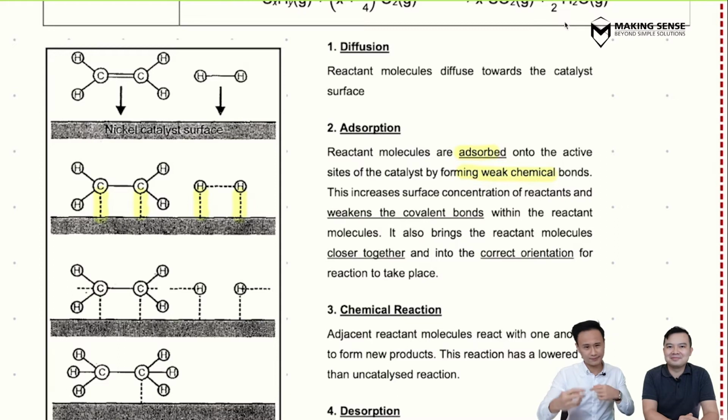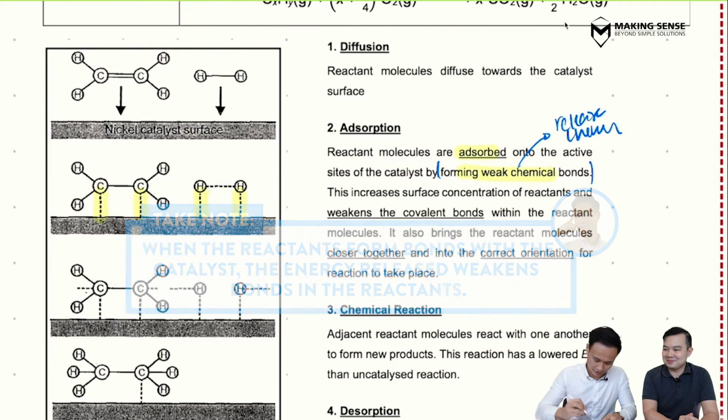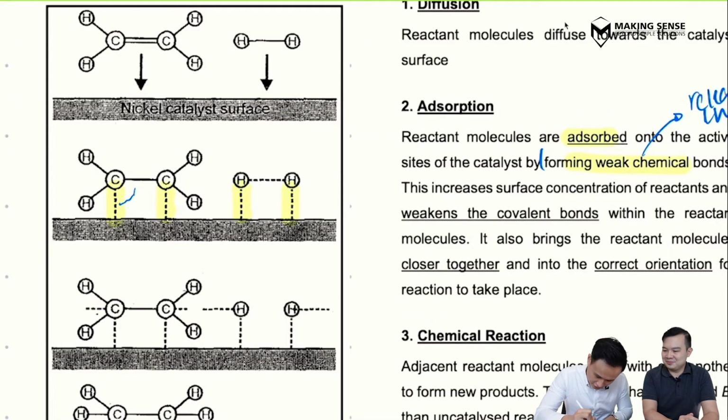Now, Mr. Leong, remind me, just help me out. When I form bonds, does it release energy or does it take in? Yes, release energy, right? So when I release energy, you can imagine all these bonds that I form release energy to weaken the covalent bonds that we have there. You can see how the H2 bond is almost breaking off, and the same thing with C2H4: it used to have a double bond here, that pi bond in green, now it's gone. So form bonds, release energy to break bonds.